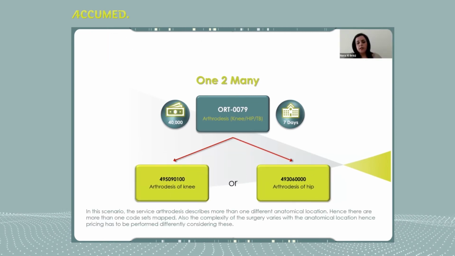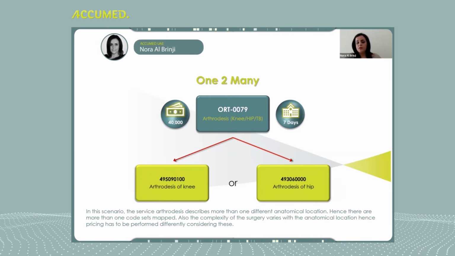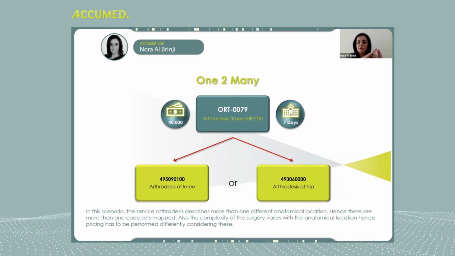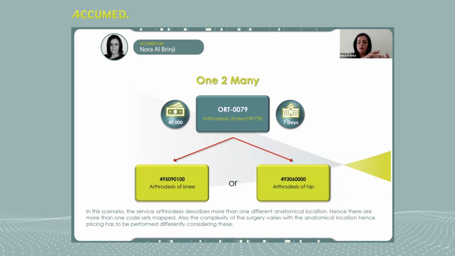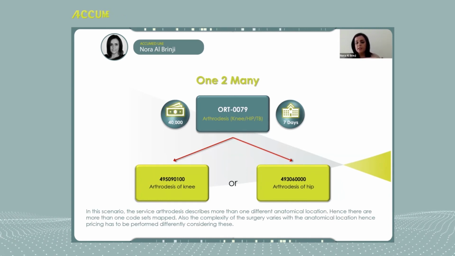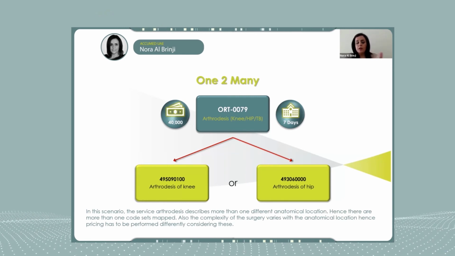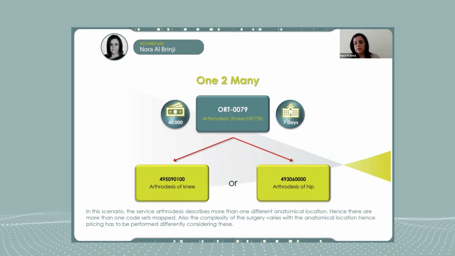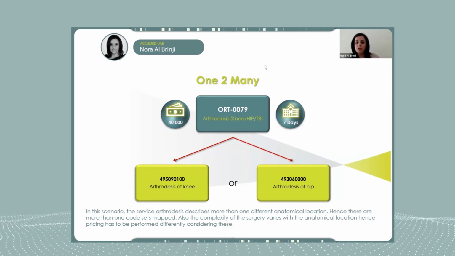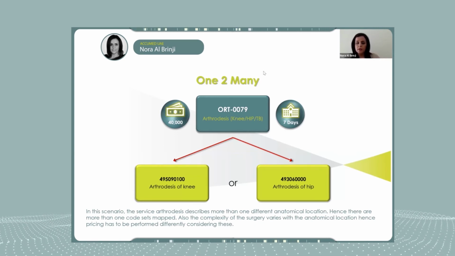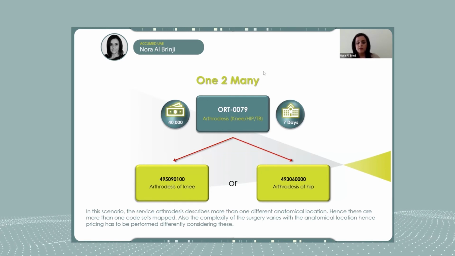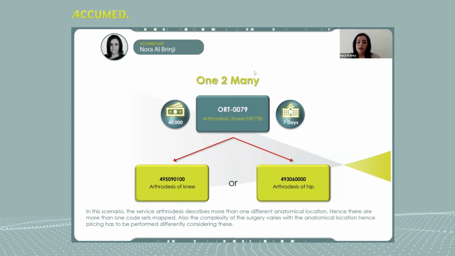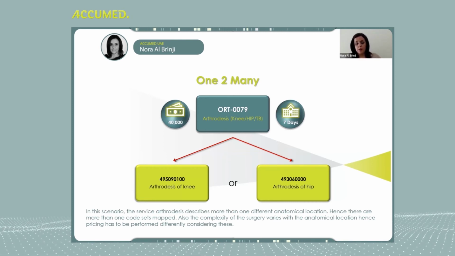Yes, here also the provider has the arthrodesis of the hip. You can see that the provider has different parts of the body under one code. Therefore, we also have to break it down to the components of this procedure. Each part of the body should have its own code and its own price. So based on that, we have to break it down to arthrodesis of a knee and arthrodesis of the hip.